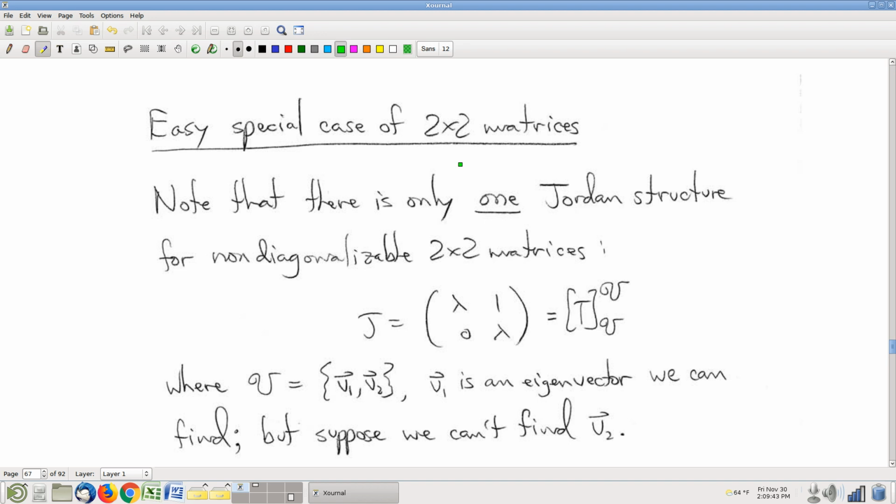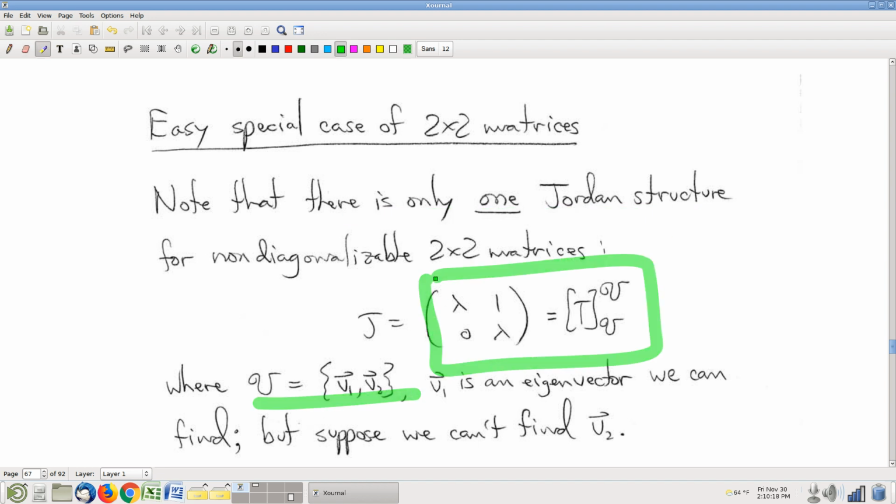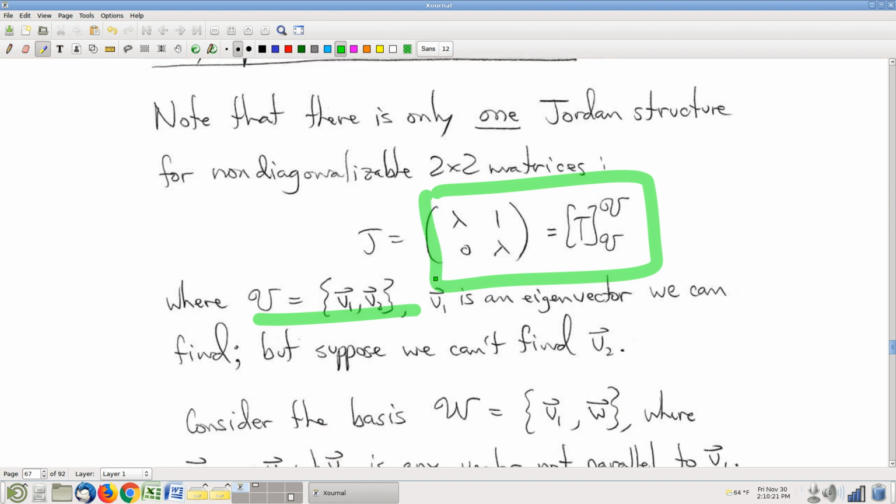So here's the first little bit of good news. There's only one possible Jordan structure for 2x2 non-diagonalizable matrices, right? I mean, it's only 2 by 2. You could either have a couple of 1 by 1 Jordan blocks. Oh wait, that's diagonalizable. Or it's a single 2 by 2 Jordan block, which has to look like this. So this is exactly the case that we're considering. And what that means is that there is some basis by which that's the change of basis.